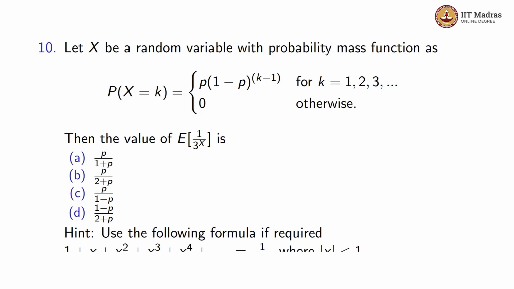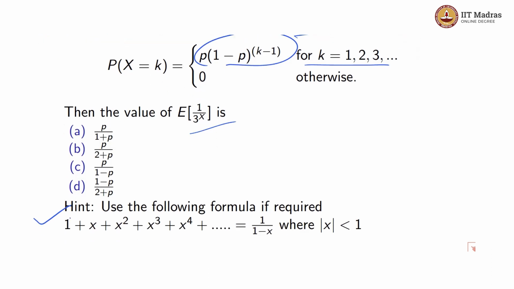Moving to the last question: let x be a random variable with probability mass function p(x = k) defined as p(1 - p)^(k-1) for k = 1, 2, 3 and so on, and 0 otherwise. So k takes the natural number values, and for other values we have 0. We have been asked the value of the expectation of 1 upon 3 to the power x, and we have been provided one hint. We'll see where we use this hint as we solve the question.